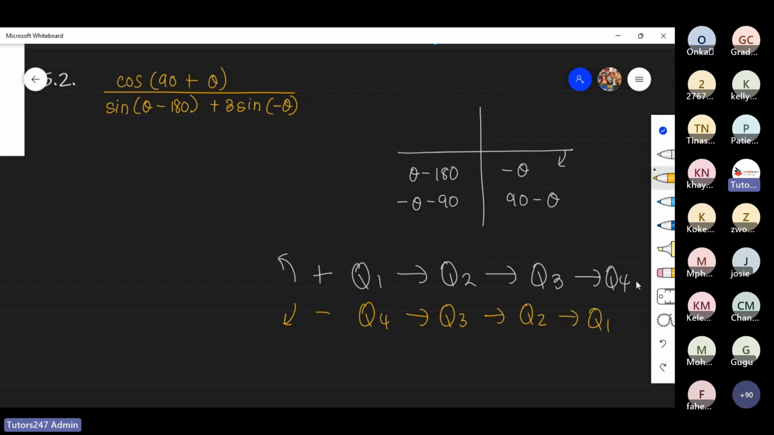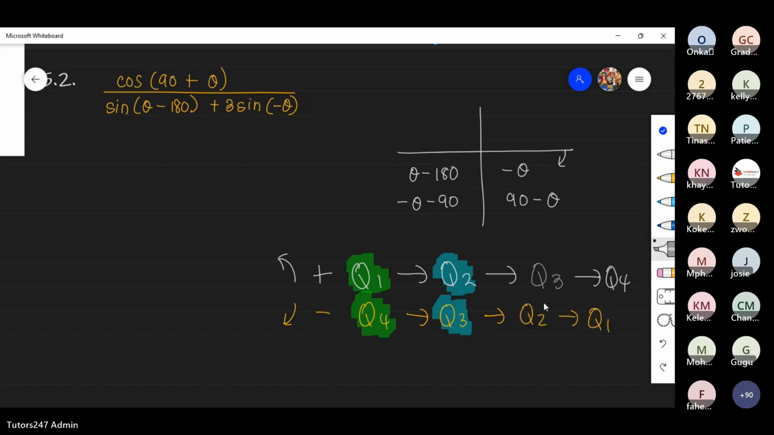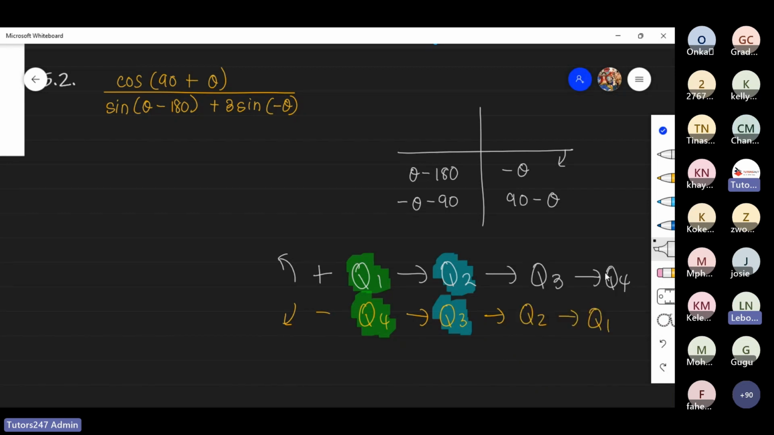So you're going to use the reduction formula from quadrant 1 to get quadrant 4. You're going to use the reduction formula from quadrant 2 to get quadrant 3. You're going to use the reduction formula from quadrant 3 to get quadrant 2. Then you're going to use the reduction formula from quadrant 4 to get quadrant 1. Okay, so just keep in mind the order. You don't ever change the order. It always goes in order.